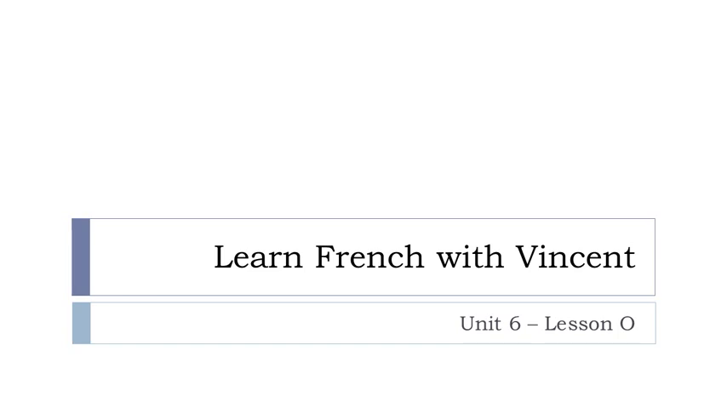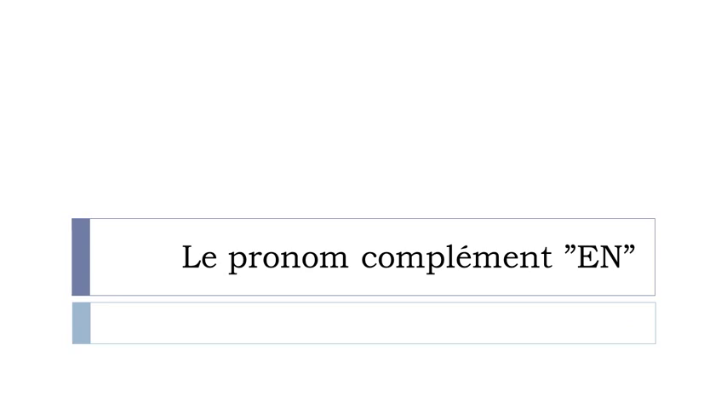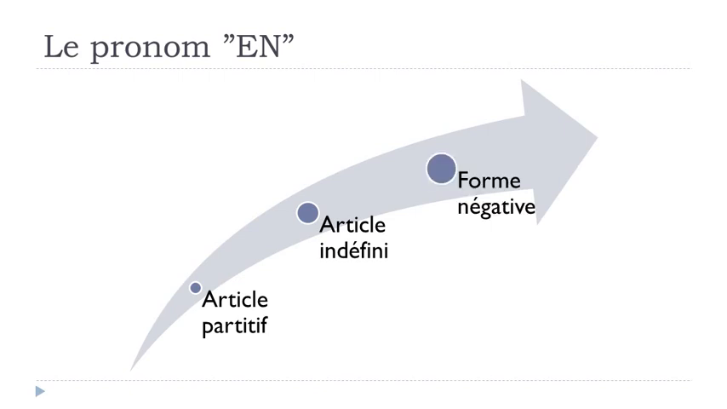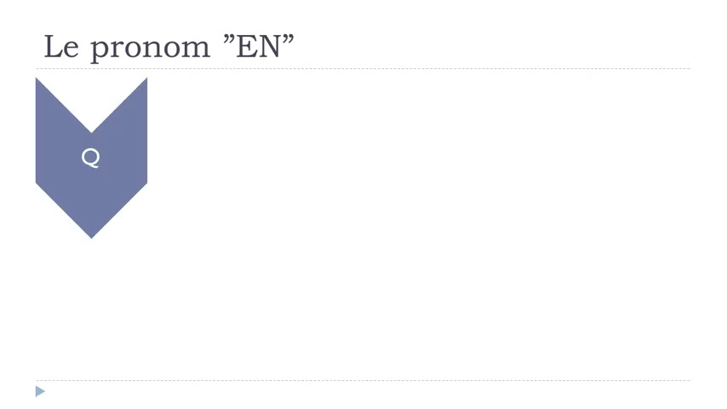And in this lesson we'll discover together le pronom complément en. So let's see now. We can use this pronom complément en whether with an article partitif, so this some concept, or it can be an article indéfini, a. In English, it would be un, une, or it can be at the negative form. So that's what we'll see, and we'll start first with l'article partitif. Okay, so let's see now how we can make it.